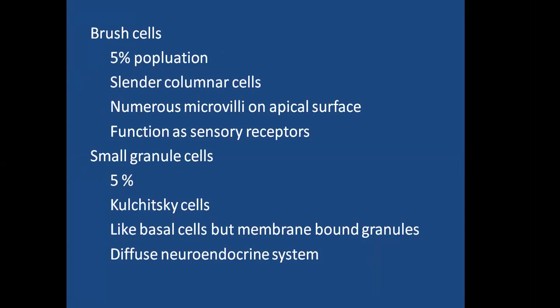The 5% cells are the brush cells. They are called the brush cells because they have got microvilli. They are slender columnar cells and they function as sensory receptors. They have the nerve endings on the brush cells. The other 5% cells are the small granule cells, and these small granule cells are also called Kulchitsky cells.